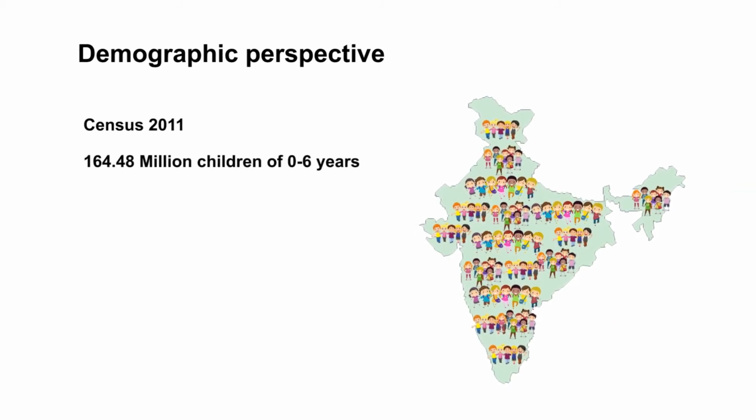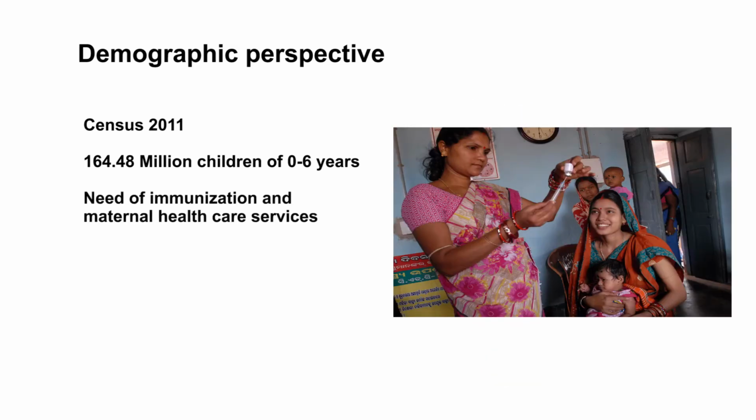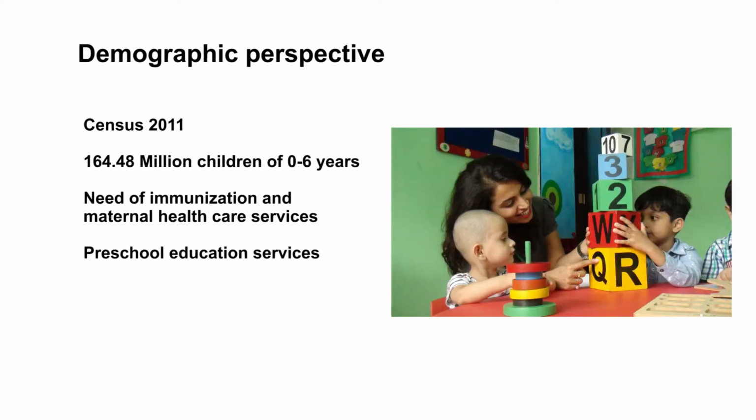Now the most important question that arises in you is, why do we need to emphasize upon 0 to 6 years? The need to focus on children of 0 to 6 years has to be looked at from both demographic and developmental perspective. Now let us focus on the demographic perspective. As per Census 2011, 164.48 million children of 0 to 6 years live in India, with 1/4 of them in need of immunization and maternal health care services, and the remaining require preschool education services.